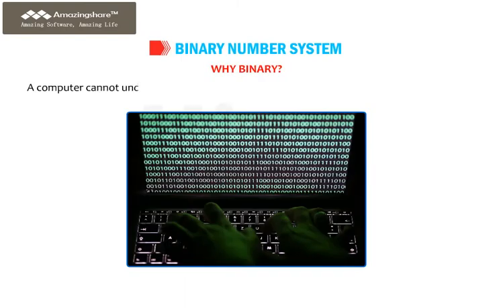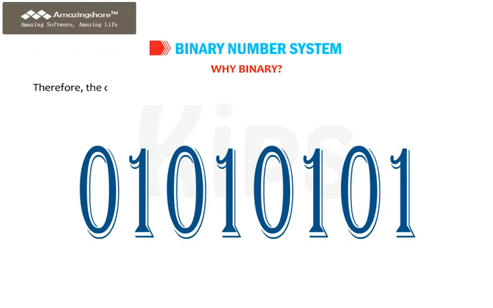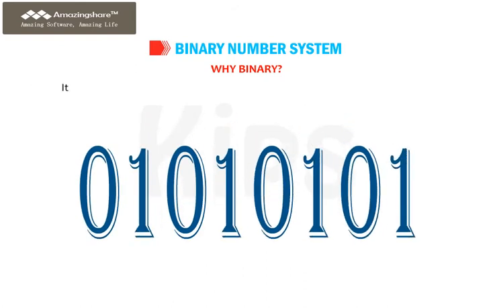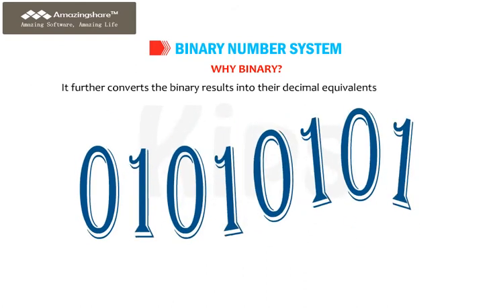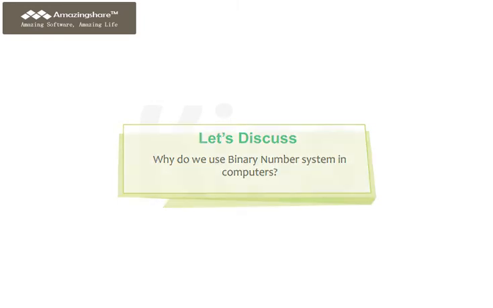Now students, why should we use binary? A computer cannot understand human language. Rather, it understands only the binary code. Therefore, the data that is entered into a computer is converted into its binary equivalent. It further converts the binary results into their decimal equivalents for output. Students, let us have a discussion. Why do we use binary number system in computers?